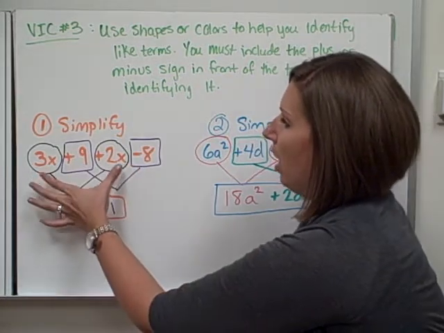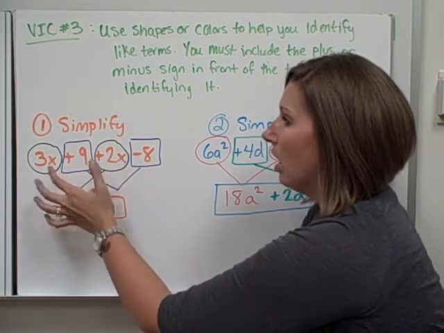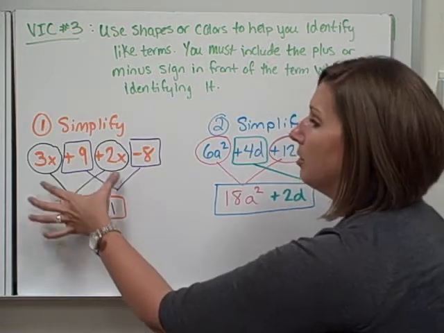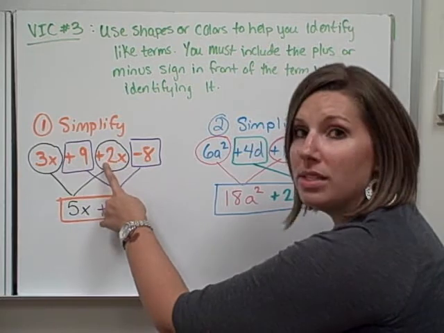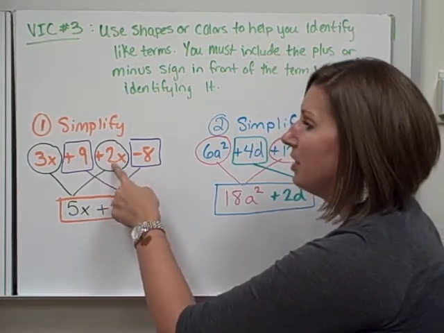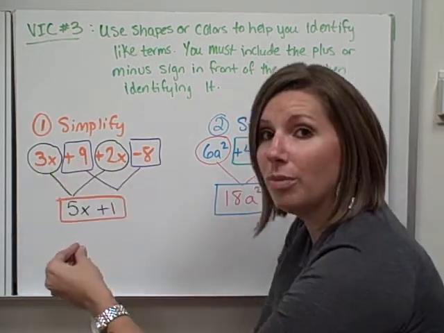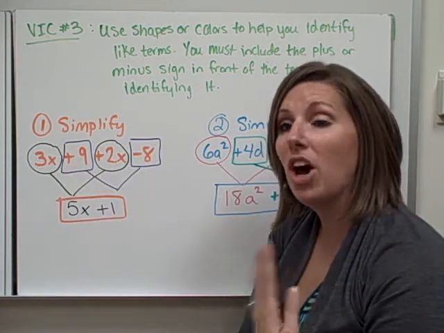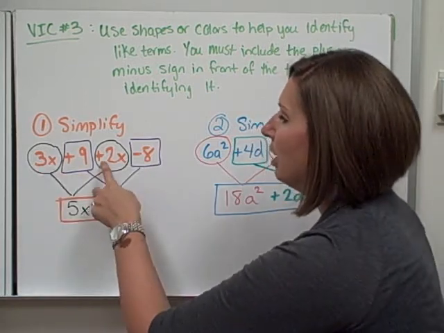Well, here are my 2 terms that include the variable x in them. I'm going to circle them. I'm going to use colors or similar shapes to identify them as like terms. Here I'm including a plus sign that came in front of the 2x because that represents a positive 2x. Here on my very first term, I don't have any symbol in front of it. Therefore, it's already understood that it's a positive number.